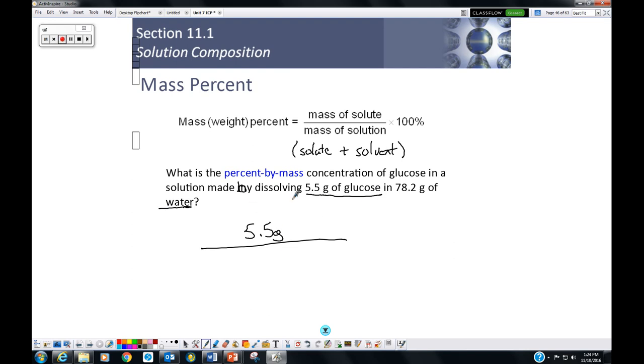So glucose dissolved, and then the mass of the solution is going to be 5.5 plus 78.2 grams. And then we multiply it by 100 and that gives us 6.57.